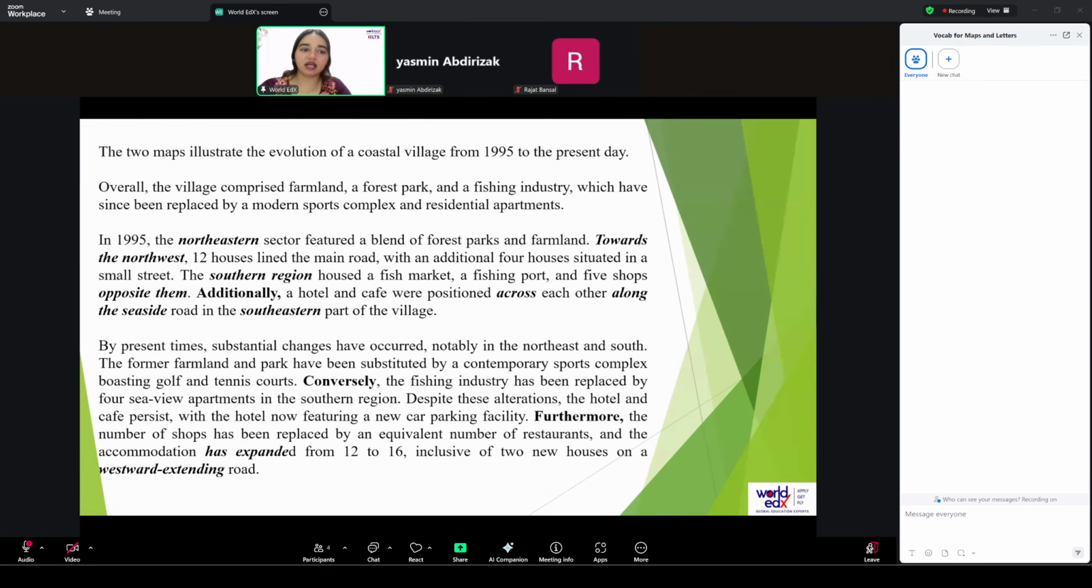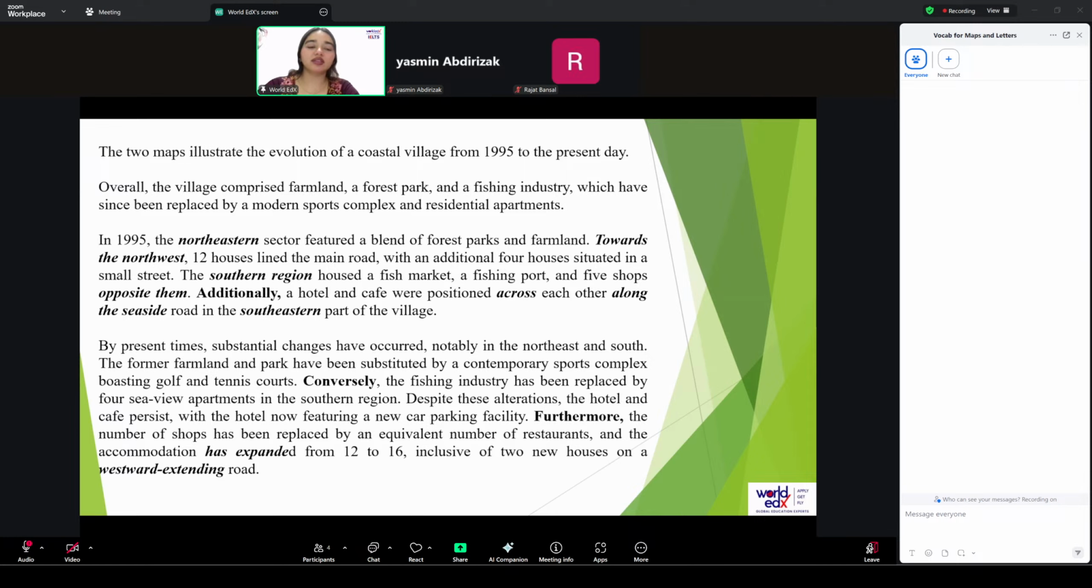Now this is a model answer. If you look at the model answer, you will see certain things. I think it's not a very incoherent map. It's very easy to understand. So there are two maps that illustrate the coastal village from 1995 to the present day. We actually saw that. Then in the overall, you've just written what you saw were the significant changes. The overall could be better over here, but it's not really that explanatory.